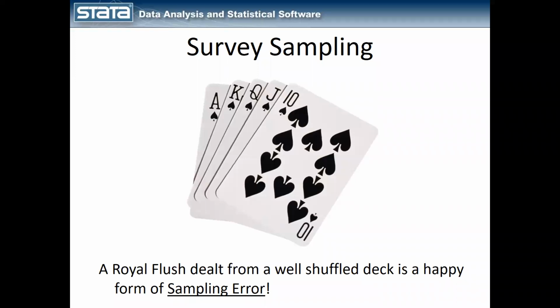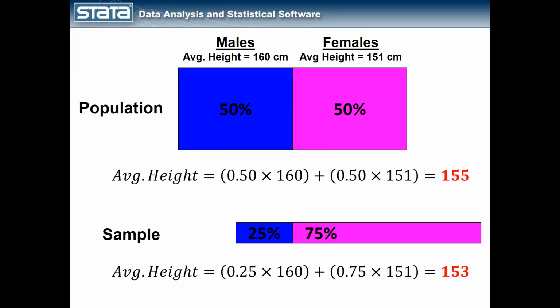So a random sample is not necessarily the same as a representative sample. What we often really want, we say we want a random sample, but what we really want is a sample that's representative of the population that we're interested in. So that's the goal of survey sampling, is to come up with a nice representative sample.